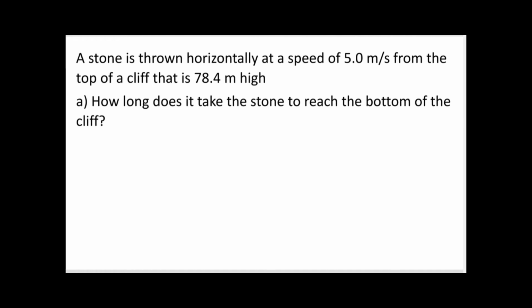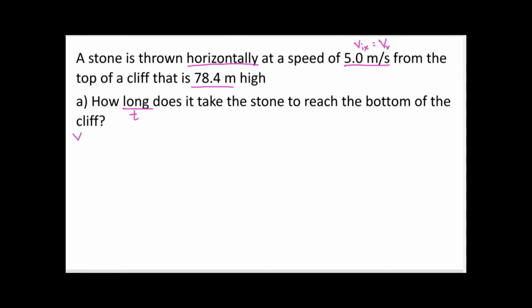So let's talk about this problem. We have a stone thrown horizontally, so that's telling us it's a horizontal projectile problem. And our speed is 5 meters per second. That's our Vx, because our horizontal velocity is not going to change. Remember, there's no acceleration. And then we have this cliff that's 78.4 meters high. They're asking how long, so that's a time, does it take for the stone to reach the bottom of the cliff? So they've given us two numbers, but we actually have a lot of other numbers.